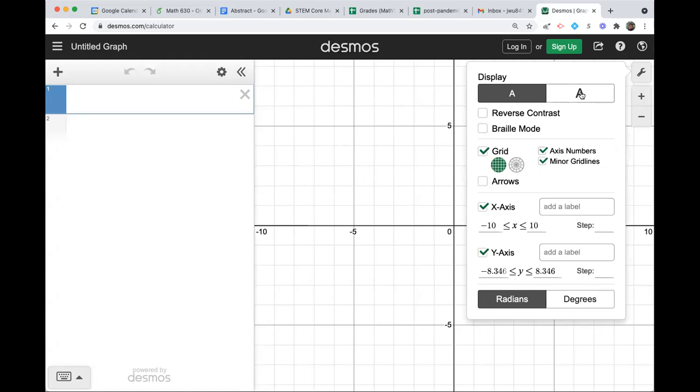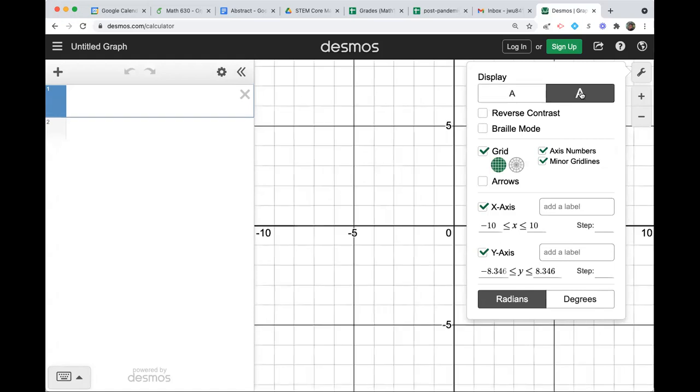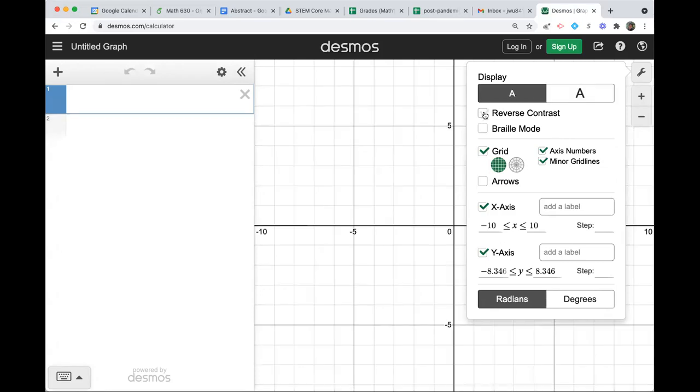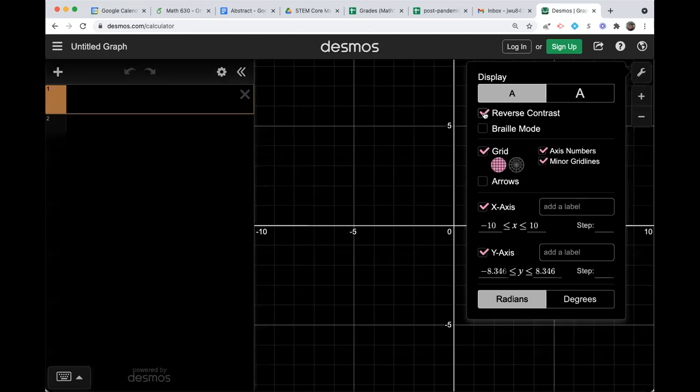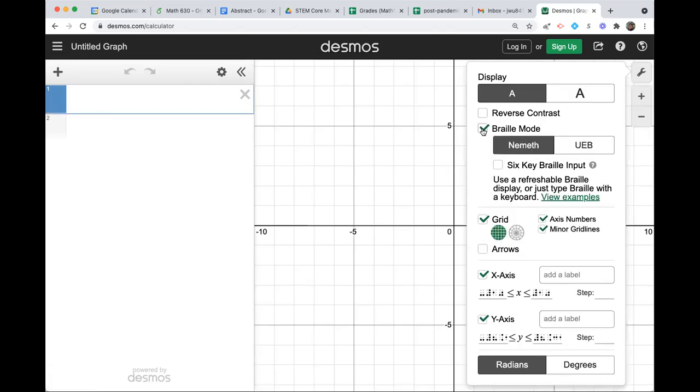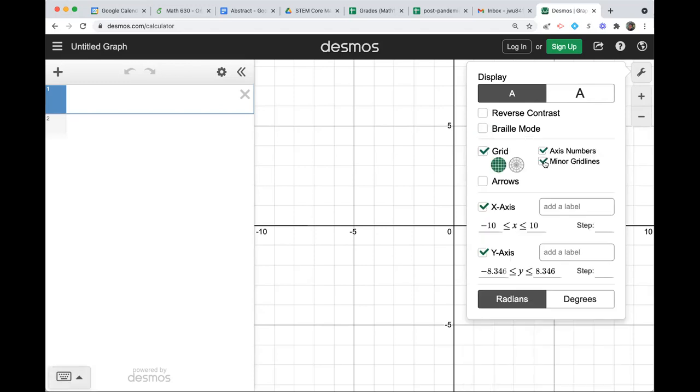If you are like me and you are maybe older and your eyesight is not as good as it used to, you could make things definitely a little bit more intense. You could also do a reverse contrast for those of us who like the nighttime mode. I just found out about this recently. That's pretty cool. There's a Braille mode as well, where you could actually do this through Braille, which is pretty cool. And a few other settings that we'll play around with later on in this course.